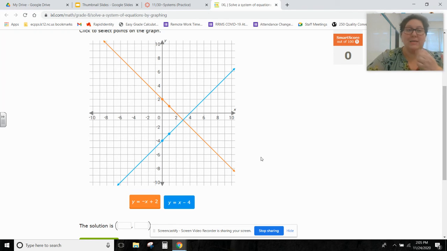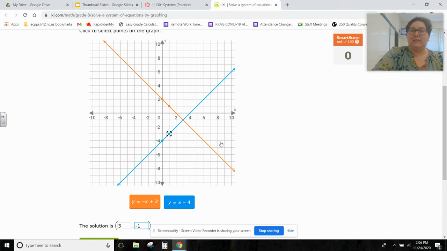Now here's the answer, or the solution. This point right here where the two lines meet, that's my answer. That's my point of intersection. And I just read that. Start at 0, 0. So right 3, down 1. Right 3 is +3. Down 1 is -1.